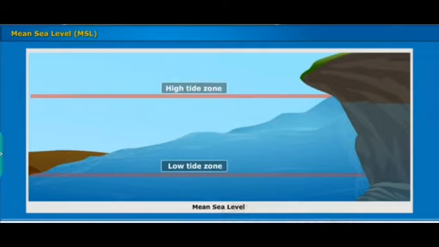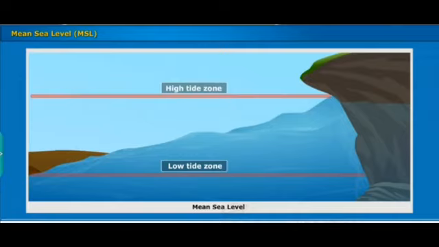MSL means mean sea level. Let us know about mean sea level. Water tides are of two types: low tide and high tide. We can observe these tides from the level of the sea, and they never stand still. Due to this, the level of the sea keeps either rising or falling.